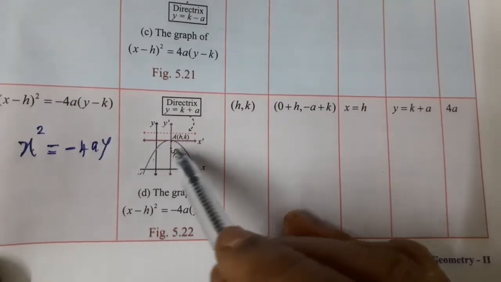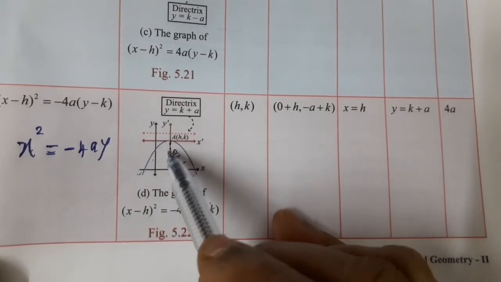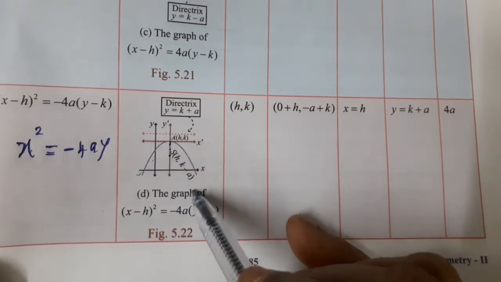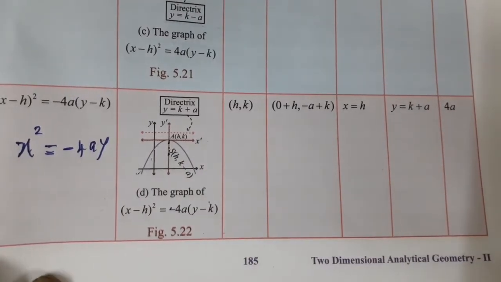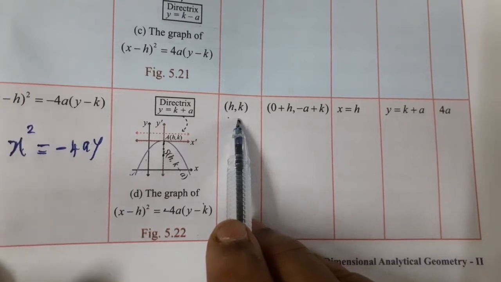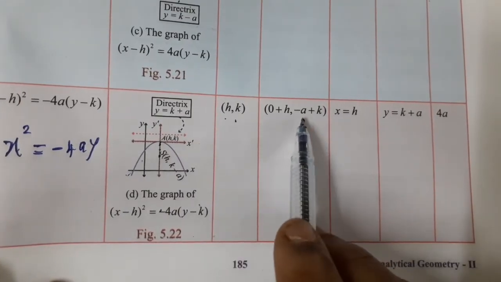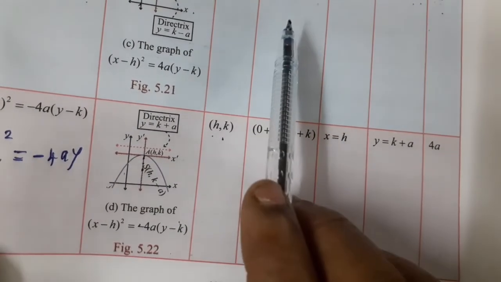See the diagram. This is a downward curve. What is the vertex? The vertex is h comma k. The focus is some distance away: h comma k minus a, because downward means minus and upward means plus. The vertex is the same. Our focus is h comma minus a plus k, or k minus a. Usually we say k minus a.